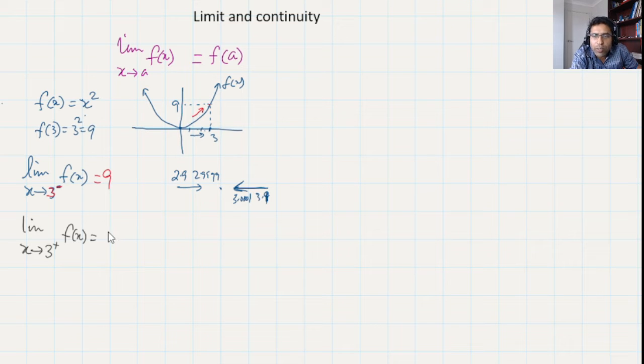Then again you will see that you are coming from that side, and obviously when coming very close to 3 you are very close to 9, so you are getting the same value. So the left side limit and the right side limit give the same value. And if it is the same, we can straight away write down limit as x approaches 3, not plus or minus anymore. When I say x approaching 3, I am indicating it is going from both sides, left side and right side.